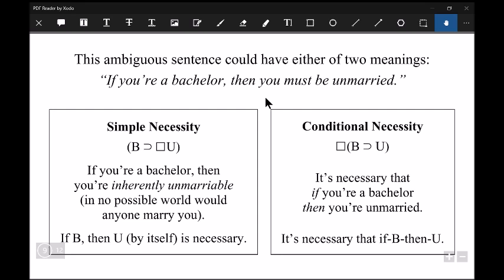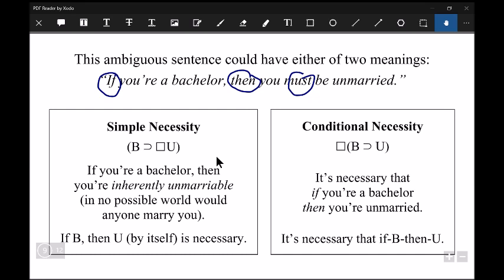This is one of the ambiguous forms. If, then, must. Now, does the must go on the inside or the outside? It means two very different things depending on how you do it. If you put it on the inside, it's called simple necessity. And this would mean if you're a bachelor, then you're inherently unmarriable. In no possible world would anyone marry you. You're just inherently, intrinsically unmarriable if you happen to be a bachelor.